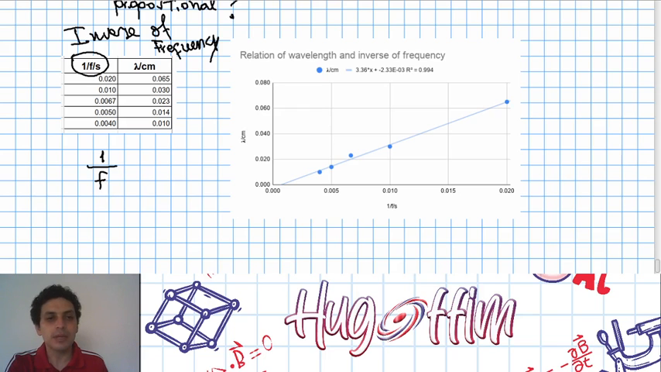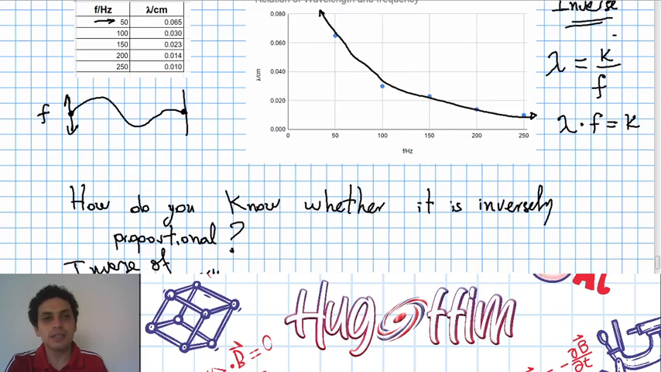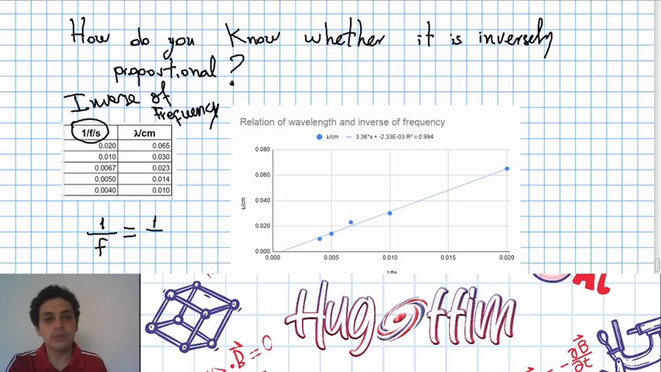So for example, in the first case, the frequency was 50, so now we're going to take 1 over 50, and we're going to get 0.020. So that will be the inverse. I use seconds as units because the unit of frequency is hertz, but the inverse of frequency has the units of period, which are seconds.